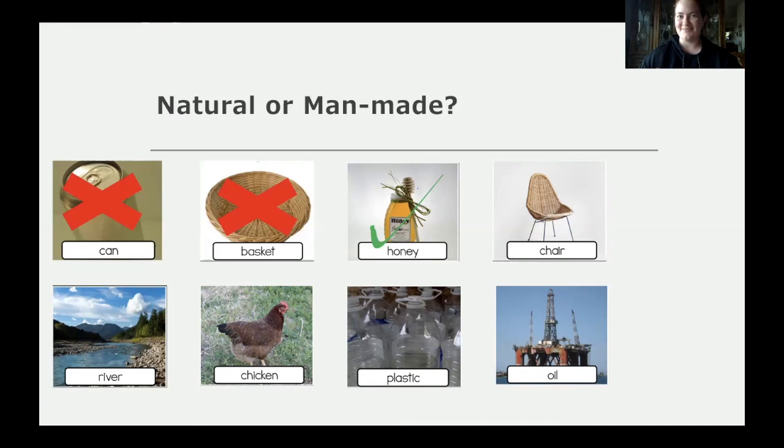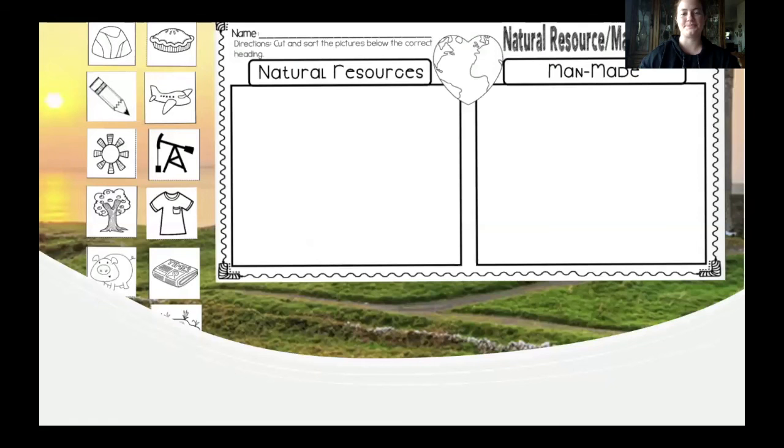What about a chair? Man made. A river? Yep, a natural resource. Oh, what about a chicken? Yeah, they're just naturally occurring in nature. Ooh, plastic? Man made. And oil? Yep, that is a natural resource.